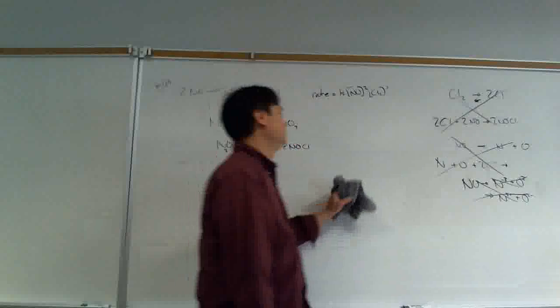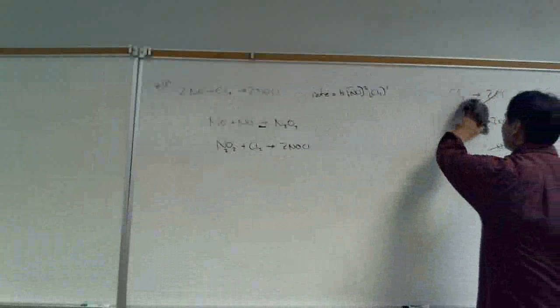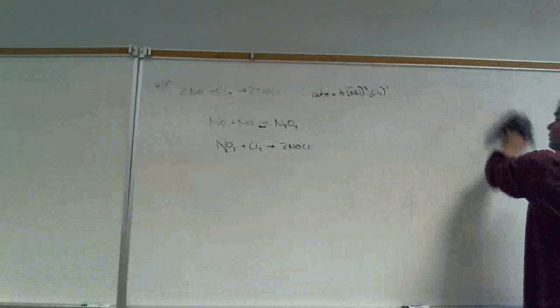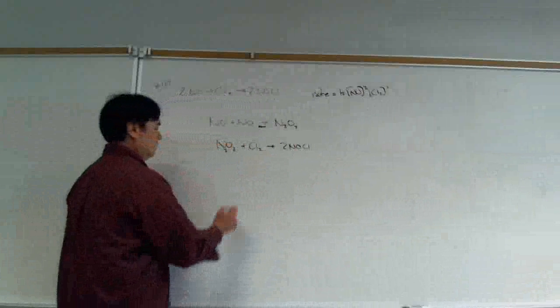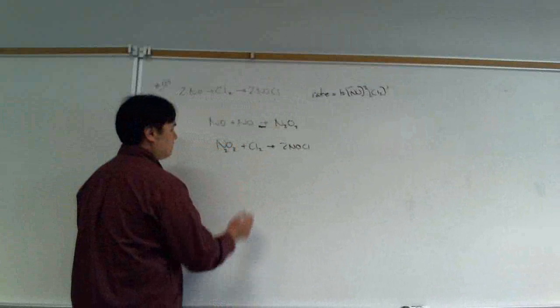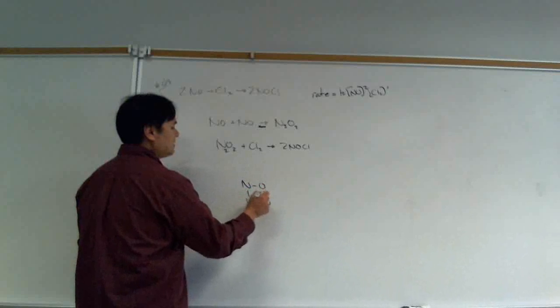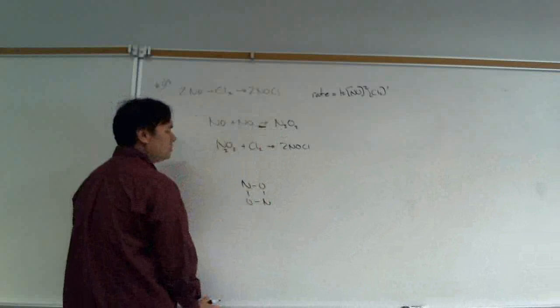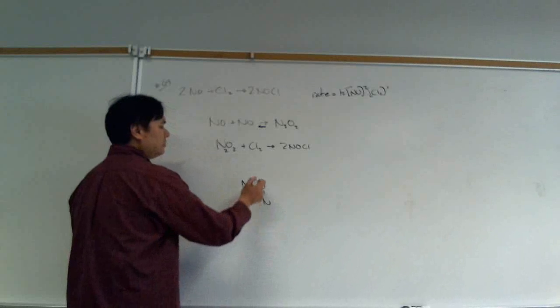But that mechanism, though, would the orientation be really weird? For which one? The collision, the second step. Why? I don't know. You're telling me that when they collide, it's going to magically just turn into NOCl. Magic. It depends on the Lewis structure for N2O2. What is the Lewis structure for N2O2? We've got to figure out the Lewis structure.